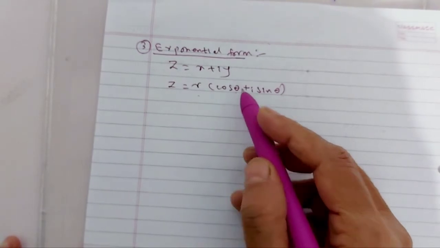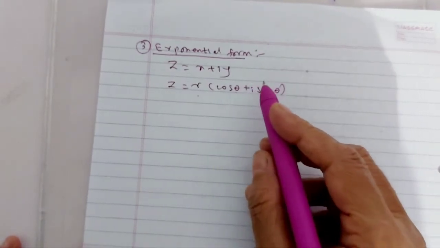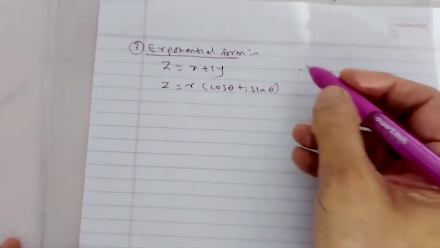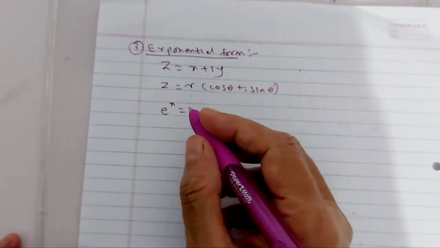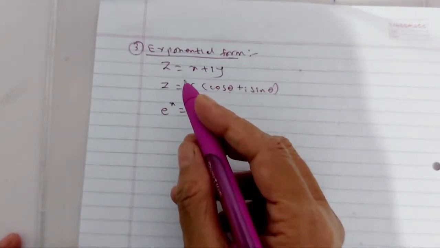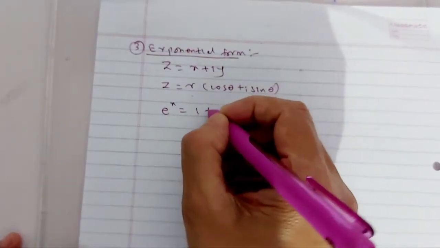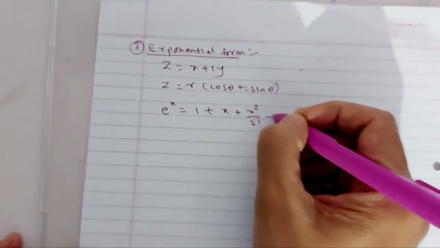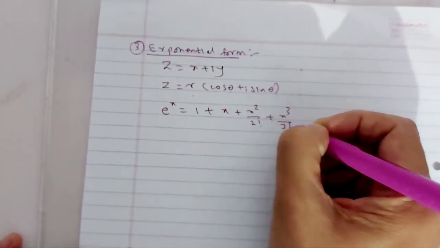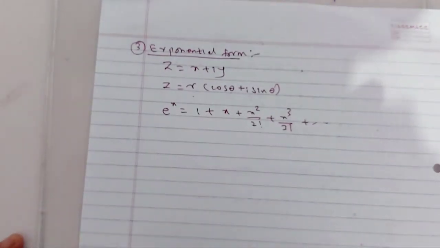Now if I use the expression for e to the power x with the Maclaurin series, which I studied in your 11th and 12th, what is the formula over here? 1 plus x plus x square by 2 factorial plus x cube by 3 factorial and so on. Right?